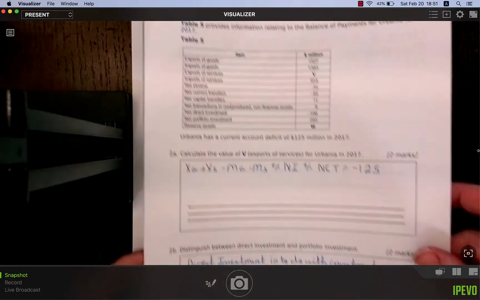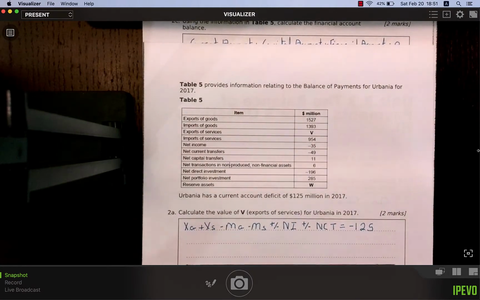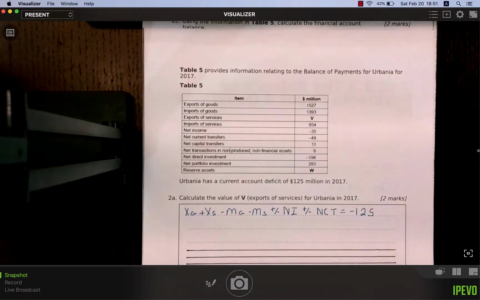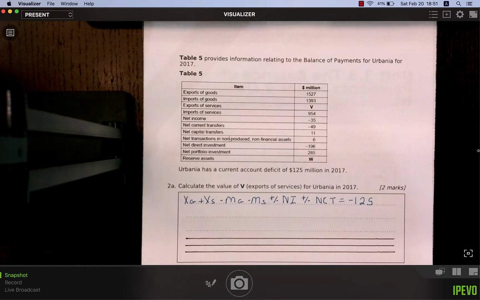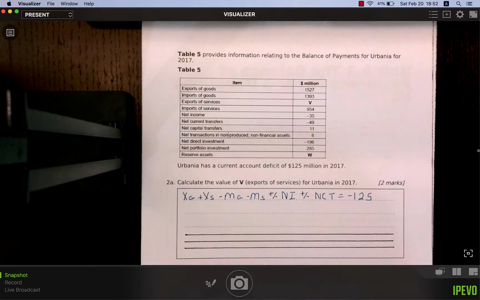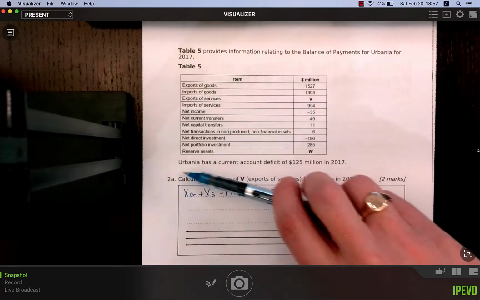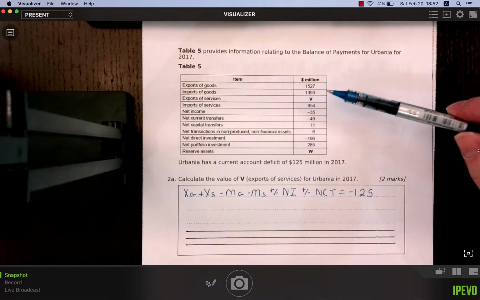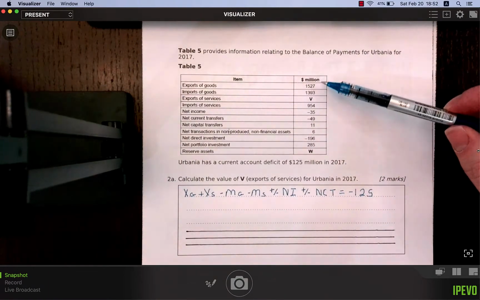Now, to try to make this as easy as possible, you're going to be getting something on a table, usually in terms of balance of payments. So it's very important that you understand how to read this. A few things have to be kept in mind. This country, Urbania, has a current account deficit of $125 million in 2017. That's the first thing, which is this down here. And the next ones: exports of goods, imports of goods, exports of services, imports of services, net income, net current transfers. So we have all of this information here.